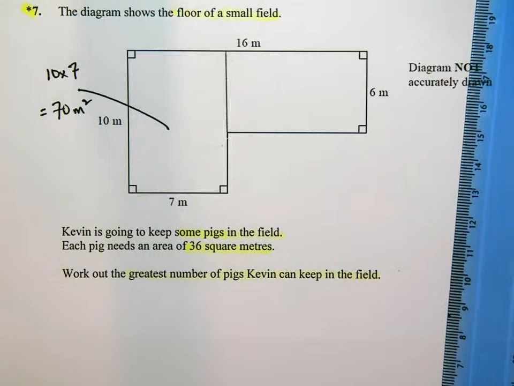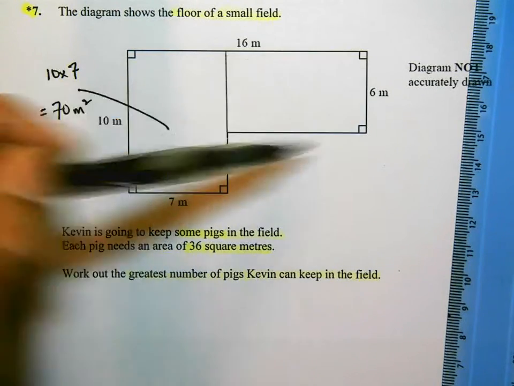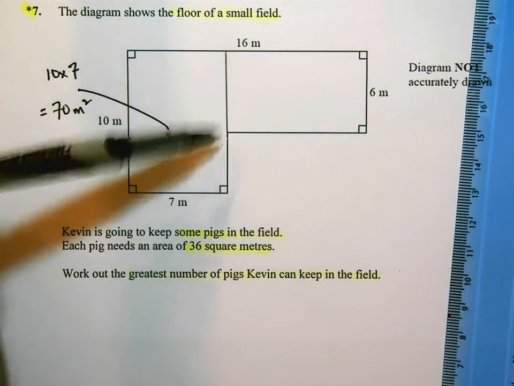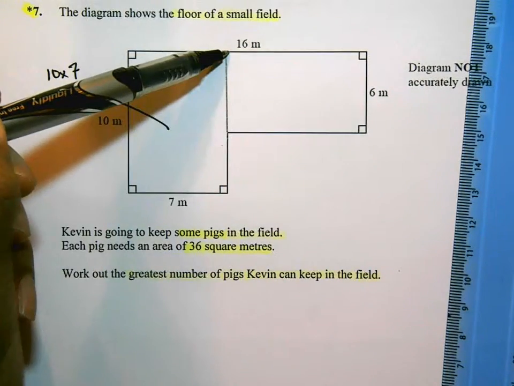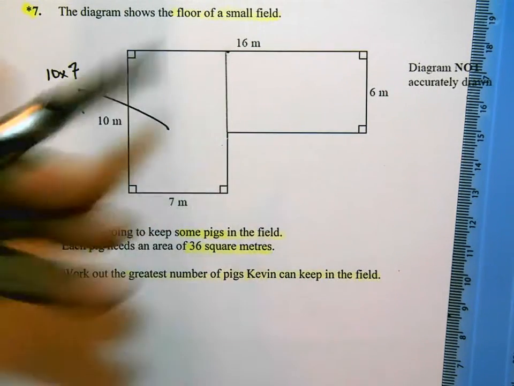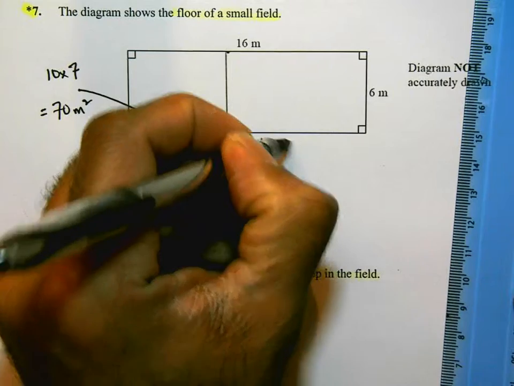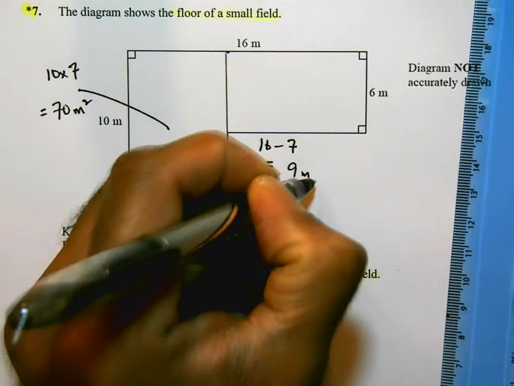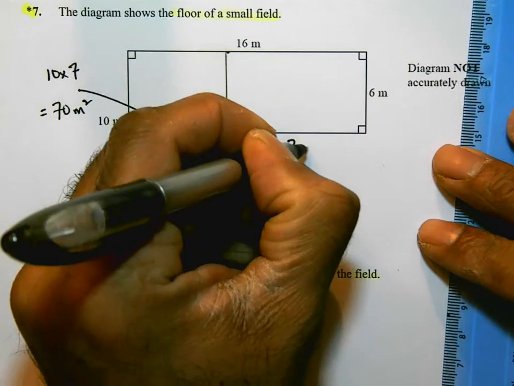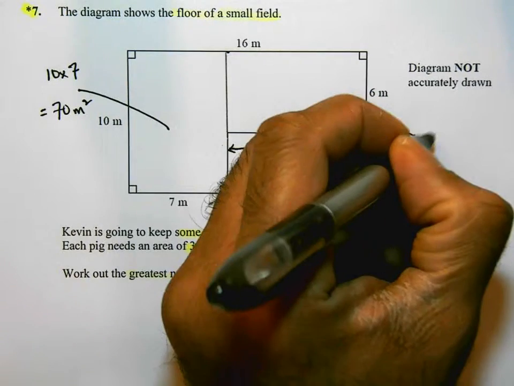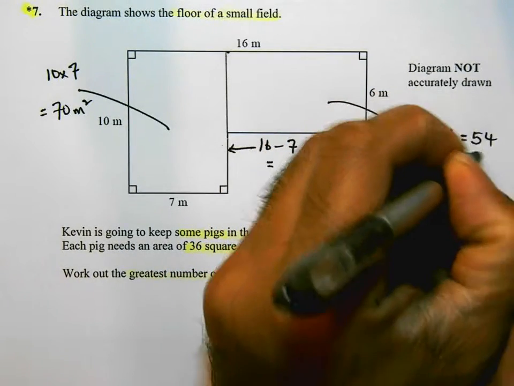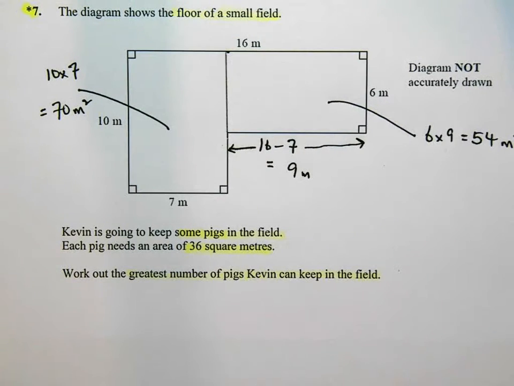For this rectangle here, I need to work out the area. I know its width is 6, but its length from there to there is not 16, it's going to be 16 take away 7. So it's the same as that distance there. So I'm going to do 16 take away 7, and that's 9 meters. So that distance from there to there is 9 meters. So to work out the area of that rectangle, it's going to be 6 times 9, which is 54 meters squared.